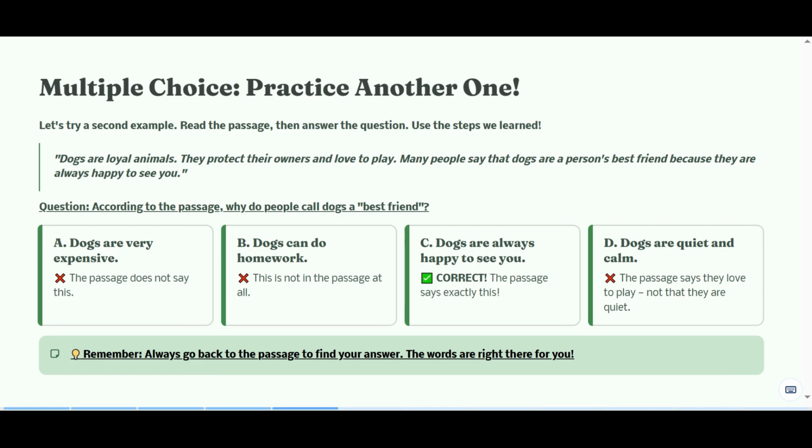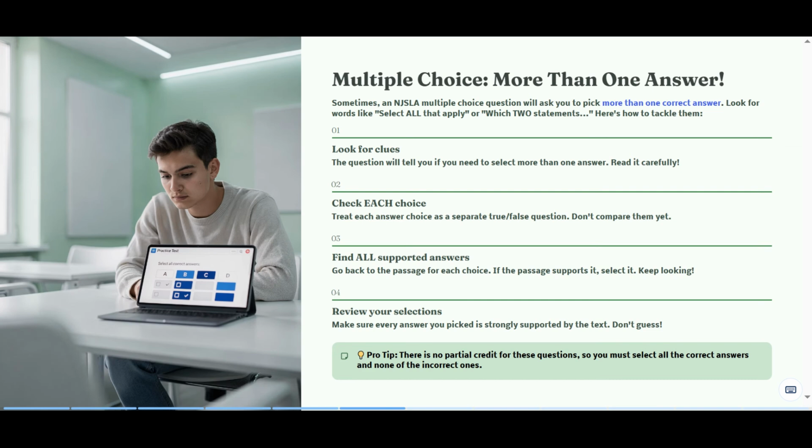So, A, the passage does not say this. B, this is not in the passage at all. C, the passage says exactly this, that dogs are always happy to see you. And D, the passage says they love to play, not that they are quiet. So, remember, always go back to the passage to find your answer. The words are right there for you. You just have to look.